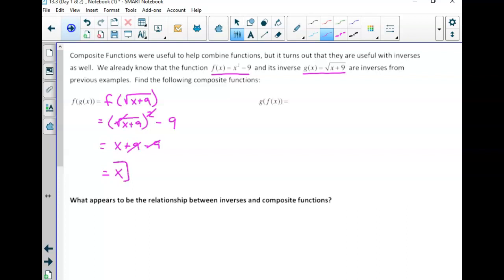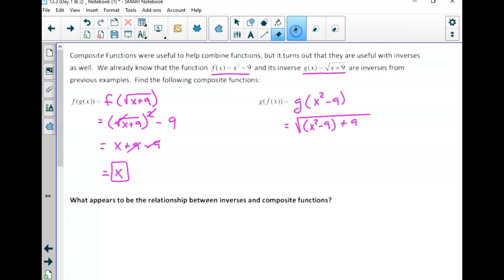Well, what happens if I plug f into g? Well, f is x squared minus 9. So what I'm going to do is take my square root here, where my x is, I'm going to put in x squared minus 9, and then we're going to add 9 to that. Well, notice there's really no use for these parentheses anymore because there's a big grouping symbol underneath that whole thing. So I'm just going to get rid of that. And I'm going to say the 9's go away. Well, that gives me the square root of x squared. And the square root of x squared, hey, that's just x.